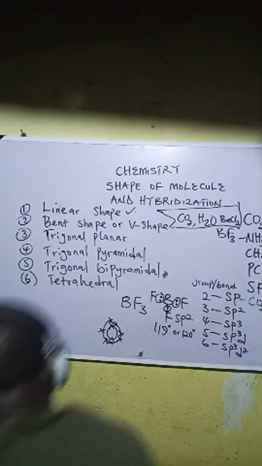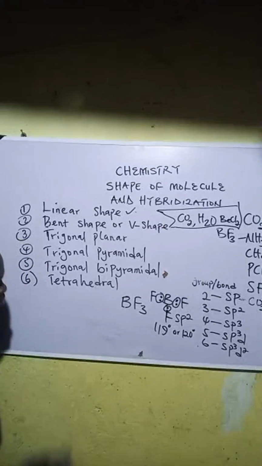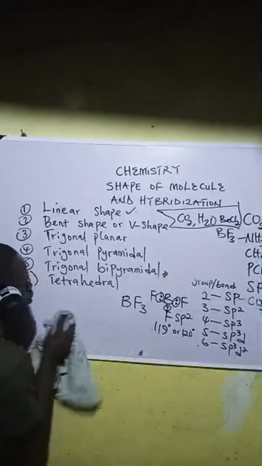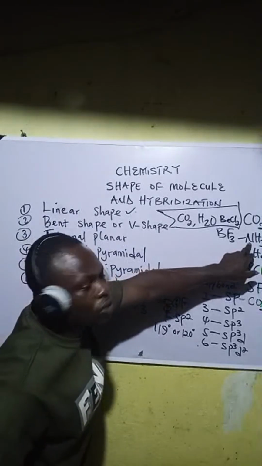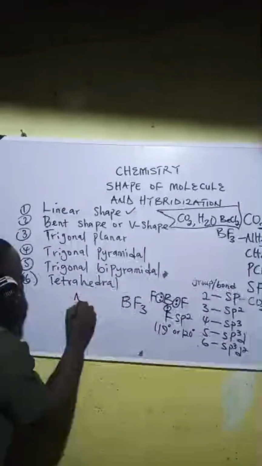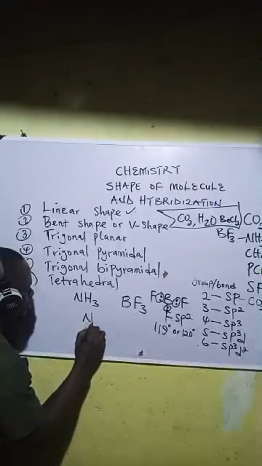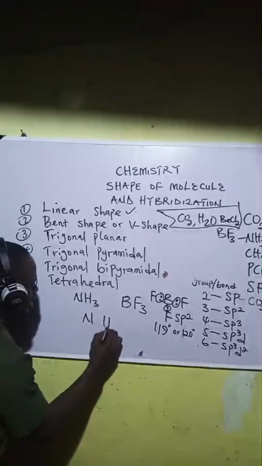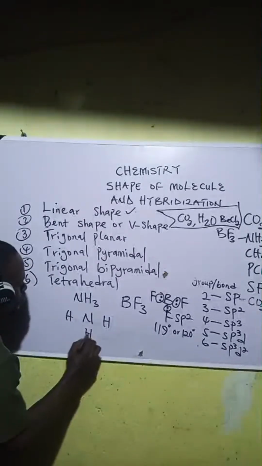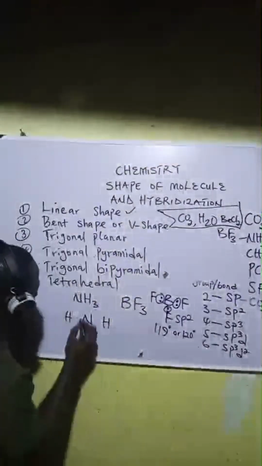Now we are going to look at the one of water. Sorry, we are looking at what? Ammonia. Ammonia is NH3. Look at N here, it has how many valence electrons? It is surrounded by 3 atoms of hydrogen. We have hydrogen here, here, and here. Ammonia has 5 valence electrons.